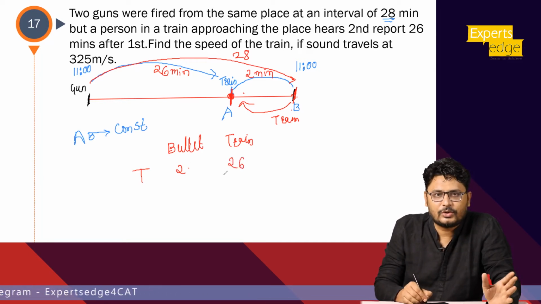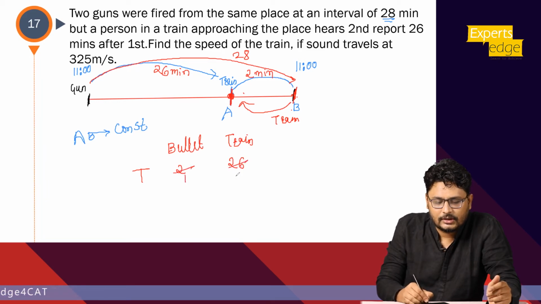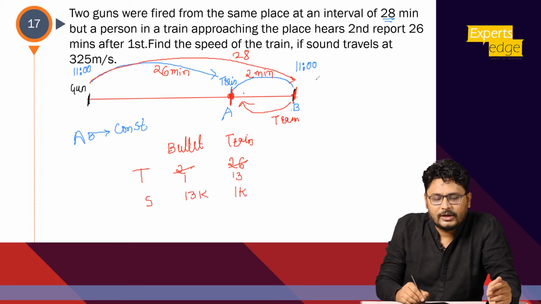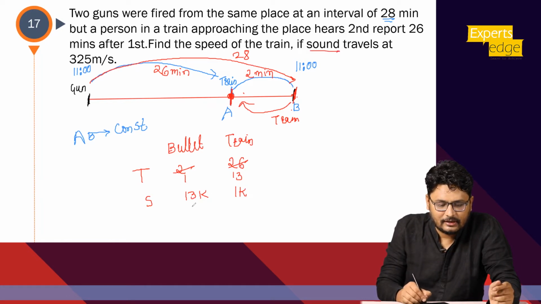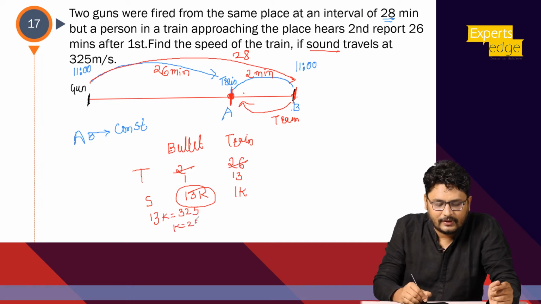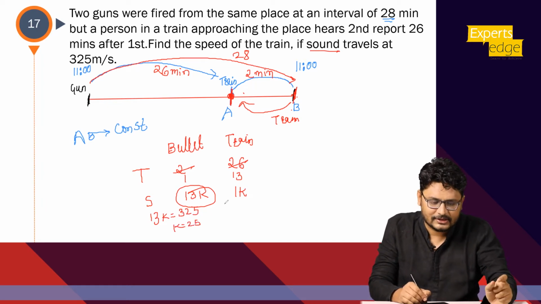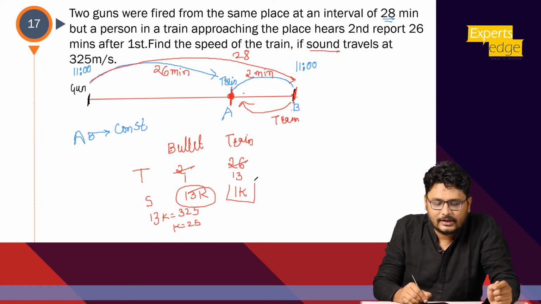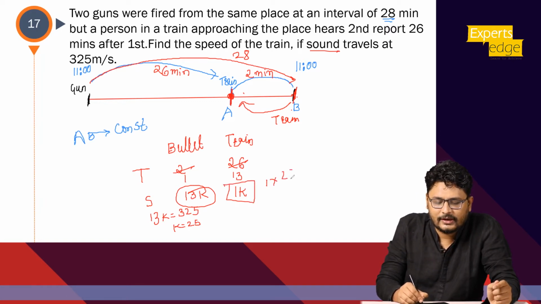Now I got the ratio 2:26, nothing but 1:13. So what is the ratio of speeds? It would be 13k and 1k. Now I know the bullet travels at the speed of sound, and what is the speed of sound? 325. So 13k should be equal to 325. That means my k comes to 25, since 13 2s are 26 and 13 5s are 65. So the speed of the train should be 1k, that is 1 into 25. So the answer should be 25 meters per second. Okay, that is the answer to this question.